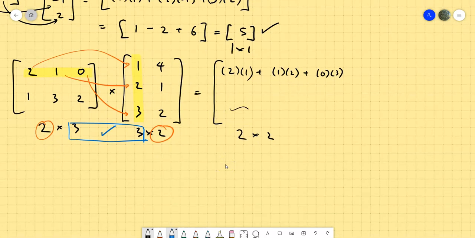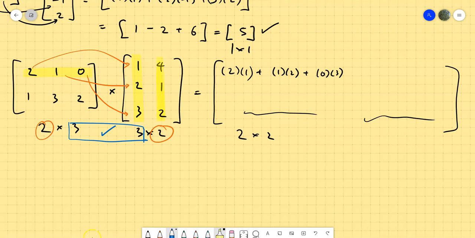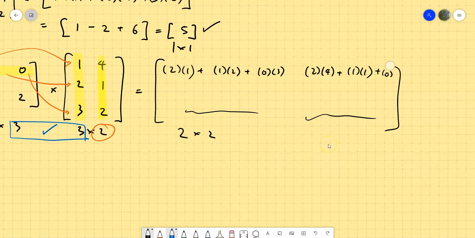Now, because this is 2 by 2, it means I've got something else here, and something else here. So let's go across. So now this second phase, we need to multiply that first row with this second column. So row to column. I'm not going to draw these lines because it gets messy, but I'll roughly trace out and you see where my mouse is going. So I have 2 times 4 first, plus 1 times 1 plus 0 times 2. And again, I need more space. So rub that out.